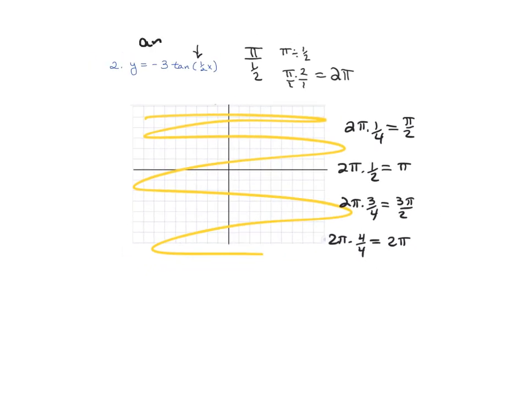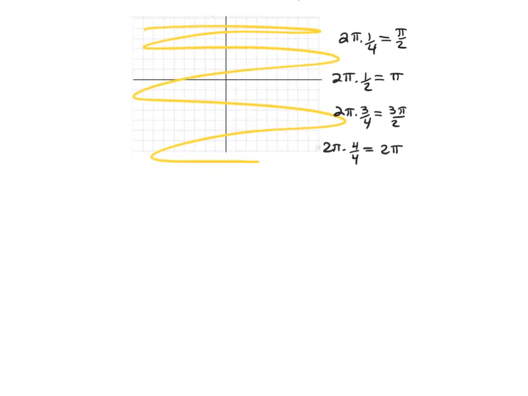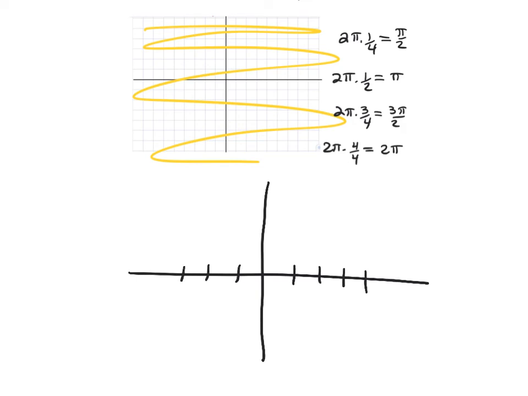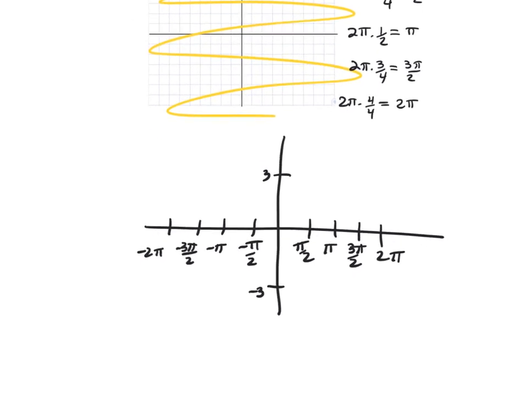Notice I also have an amplitude of -3. Go ahead and put these on. 1, 2, 3, 4. 1, 2, 3, 4. Pi over 2. Pi. 3 pi over 2. 2 pi. Negative pi over 2. Negative pi. Negative 3 pi over 2. Negative 2 pi. Amplitude of -3. So 3 and -3. Let me go ahead and make my viewing screen here. Pretend like it's my calculator screen. Let's make a window. Let's make a box.